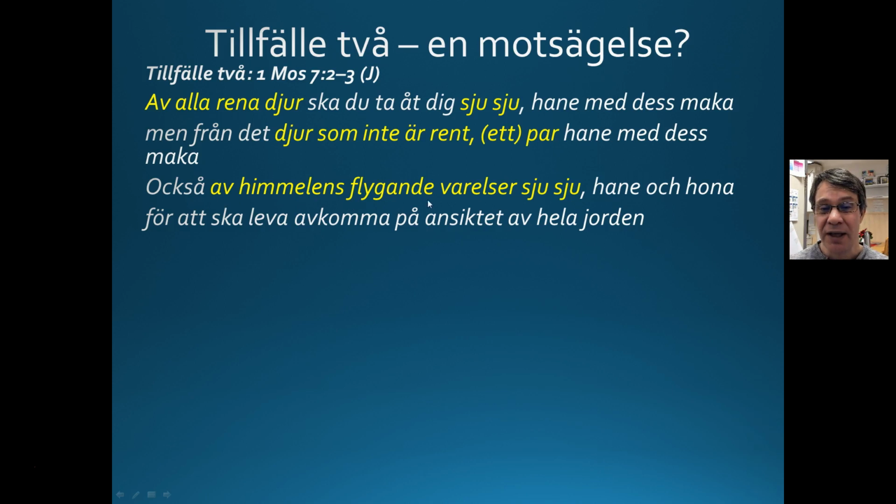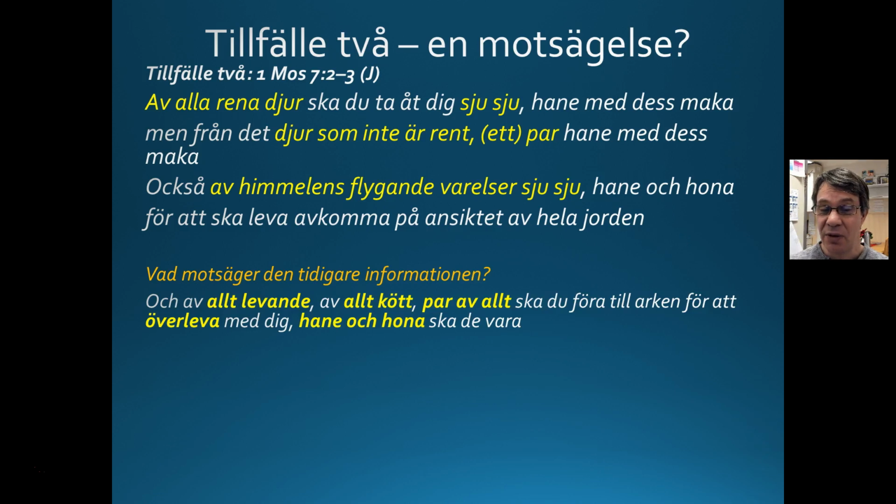Also, the flying creatures of heaven, 7. Male and female. So here it's male and female. First it was male with its mate. Again variation, different ways of expressing the same thing. To keep offspring alive on the face of the whole earth. So now, what contradicts the earlier information, which said, of all living, of all flesh, pair of everything you shall bring to the ark to survive with you, male and female?